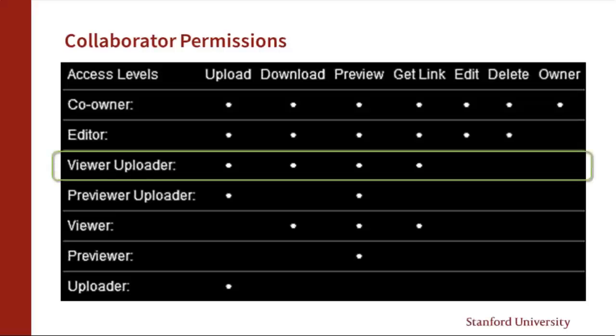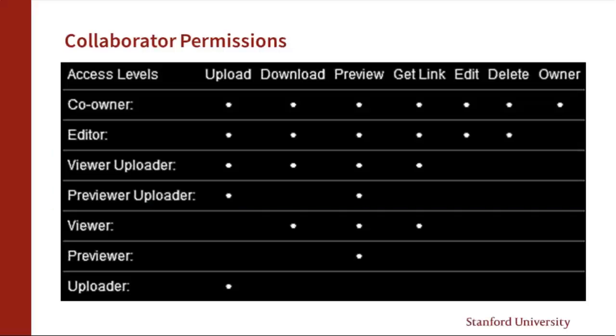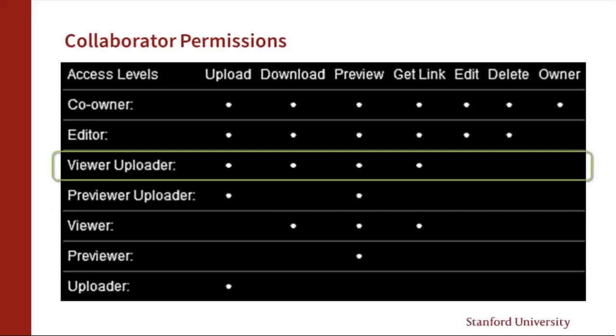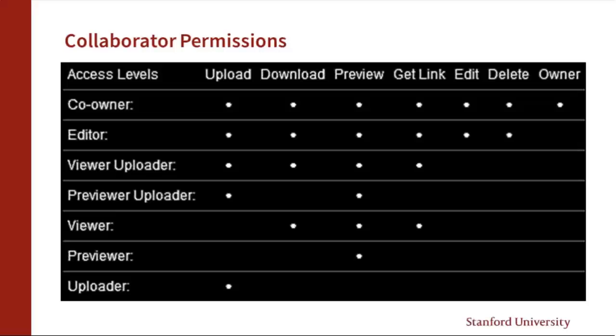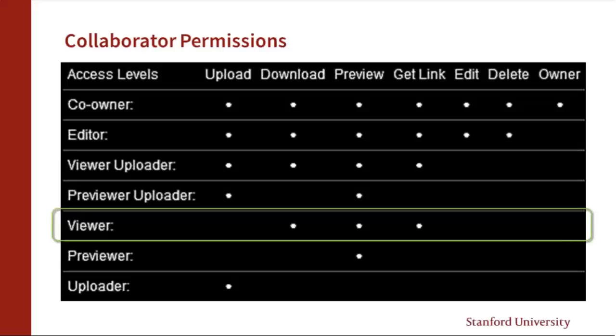And then viewer gets confusing too because, what's the difference between the viewer and a previewer? Well, a viewer can download files. So they can view it on their computer, make edits, right? And then upload it. Okay, so those are the collaborator permissions. So the difference between a viewer and a previewer is a viewer can download a file and make edits on their computer. A previewer can only preview it on Box's preview feature.